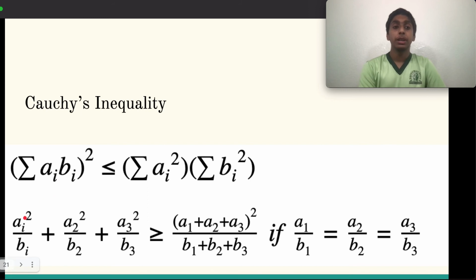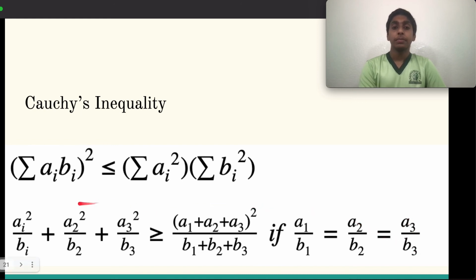And here we have our second formula, which is ai squared over bi. When I say ai, I'm just saying a subscript i, because it's shorter. So a subscript 2 squared over b subscript 2 plus a subscript 3 squared over b subscript 3 is greater than or equal to a subscript 1 plus a subscript 2 plus a subscript 3 squared over b subscript 1 plus b subscript 2 plus b subscript 3. And again, this will only hold true if a subscript 1 over b subscript 1 is equal to a subscript 2 over b subscript 2, which is equal to a subscript 3 over b subscript 3.